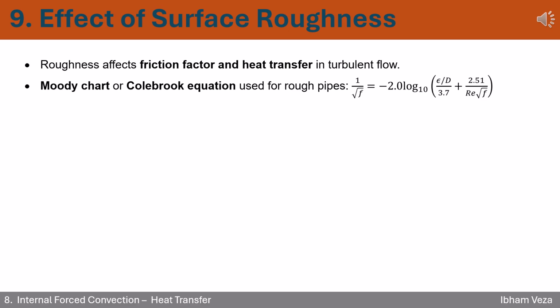To account for roughness in your calculations, engineers use two practical tools. The first is the Moody chart, a quick visual guide that shows how friction factor changes with Reynolds number and roughness ratio.